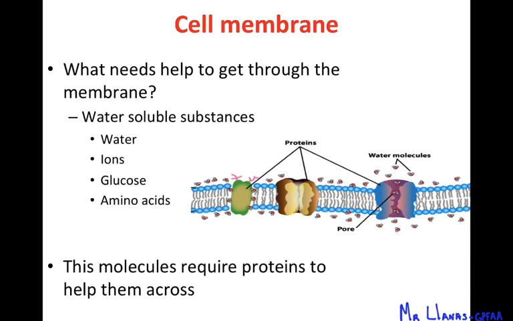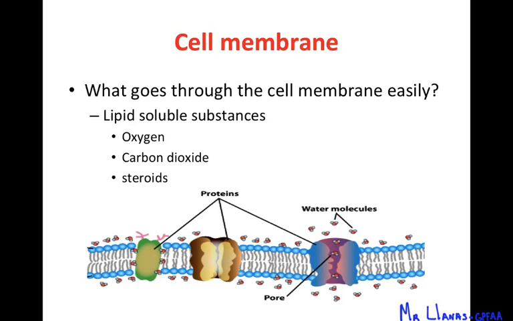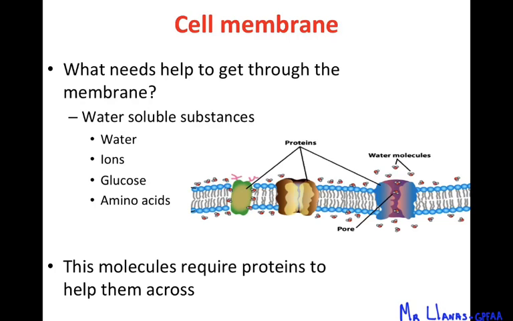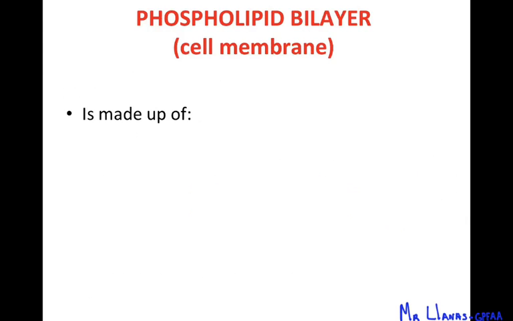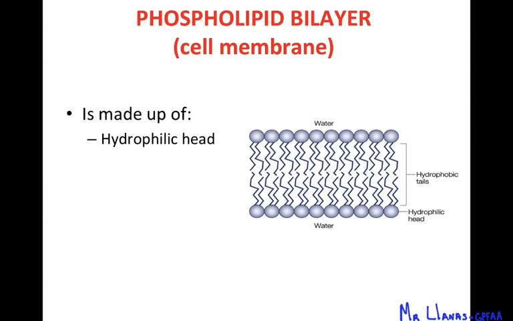and we'll label when we make our drawing. But for now, just know that lipid-soluble substances go through the cell membrane very, very easy. Water-soluble substances like water, ions, glucose, and amino acids need a little help from proteins. Okay, the cell membrane, as we know, is made up of proteins and lipids, but the lipid part is made up of hydrophilic heads and hydrophobic tails. Hydrophilic heads meaning they love water, or they're polar, or they can stand water. You can put the hydrophilic heads in the water, and they don't have a problem with it.